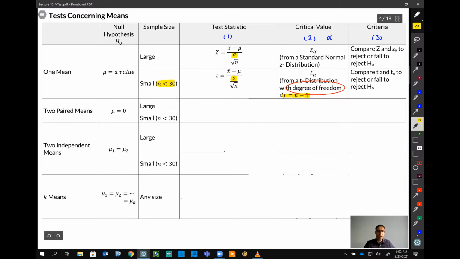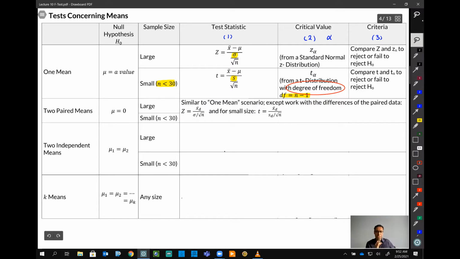Now let's get to the two paired means. Again, we have the same scenario of large and small. And our procedure is exactly the same as one mean, except this time we work with the paired data. We work with the x bar d, and the standard deviation of the difference. And also this should be d, okay? So n is again the number of samples, but the data that we will work with is the third column. We work with the differences.